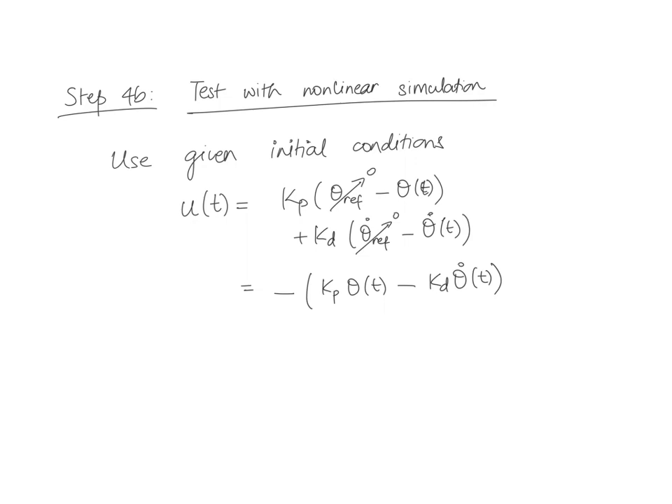Now both of these are your state variables, right? So this is x3 and x4. So what you really have is u of t is equal to minus Kp x3 minus Kd x4. I put the minus sign outside, so this will become a plus. So that's your control, and that's all you need to do.